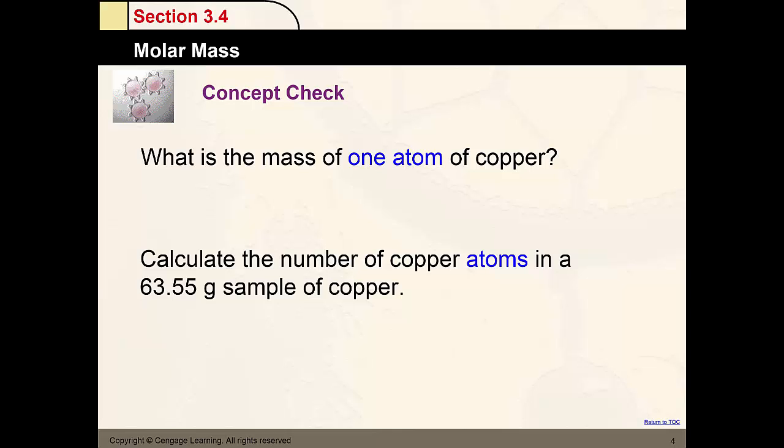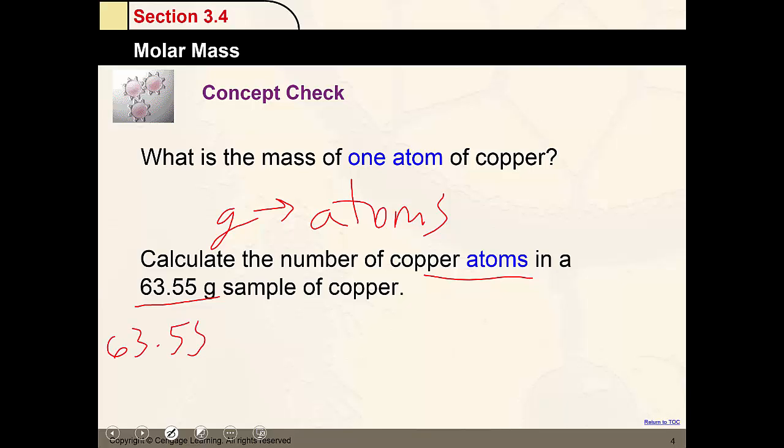Same thing, the reverse of that: if you have a 63.55 gram sample of copper, that's going to be many atoms, since the mass of an individual atom is so small. So now this is the reverse. Now we're converting from grams, and I'm asking for the number of copper atoms. So this is a grams to atoms problem. It's still two steps, just the reverse.